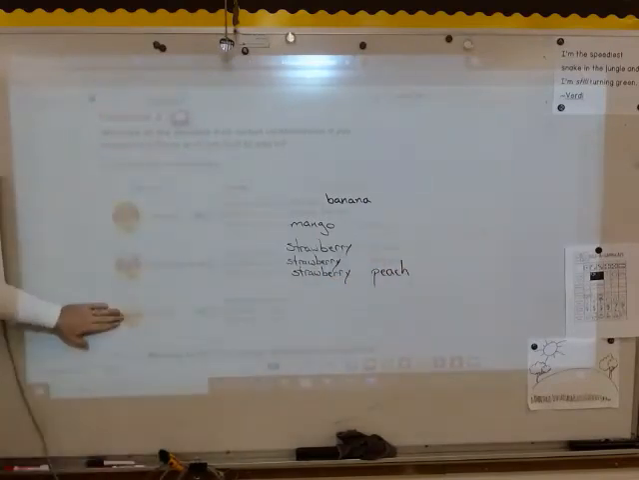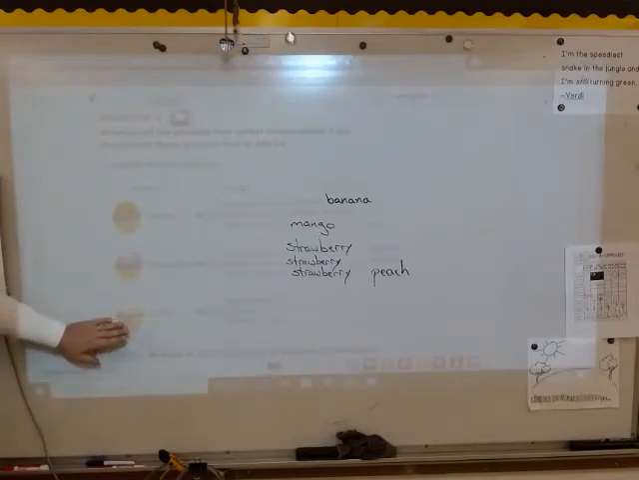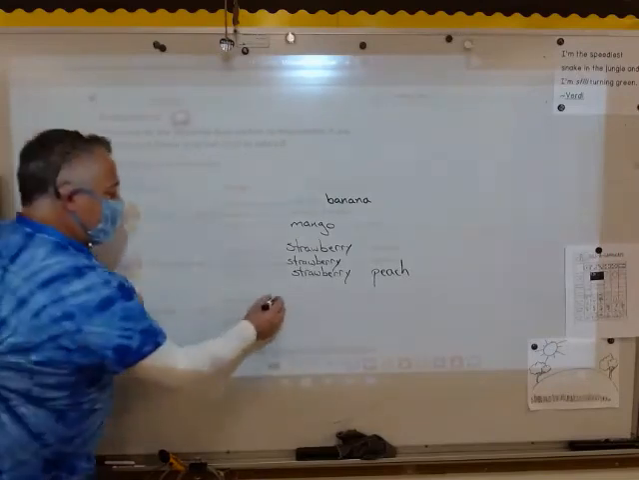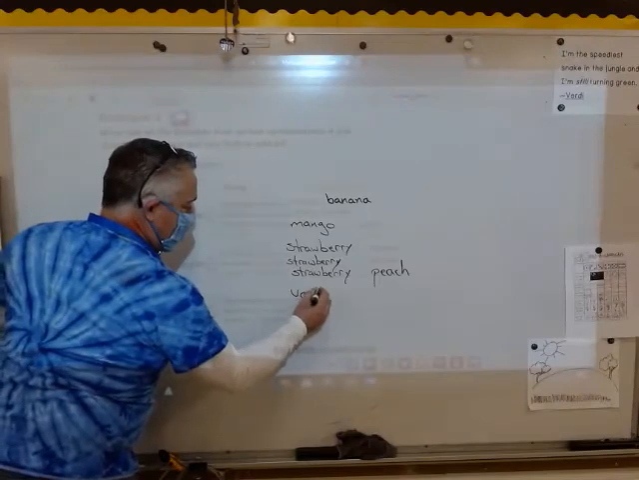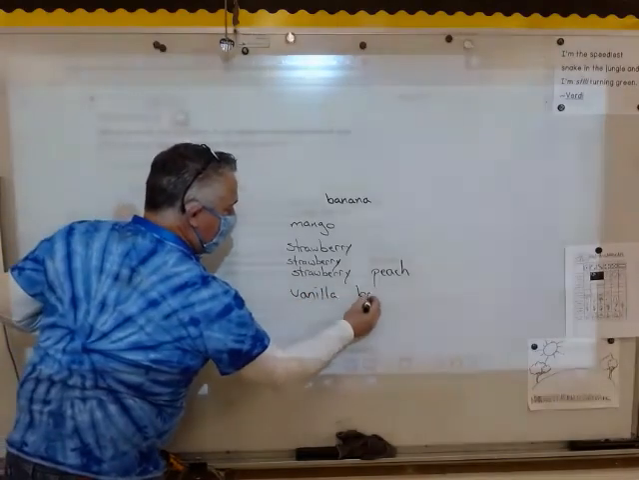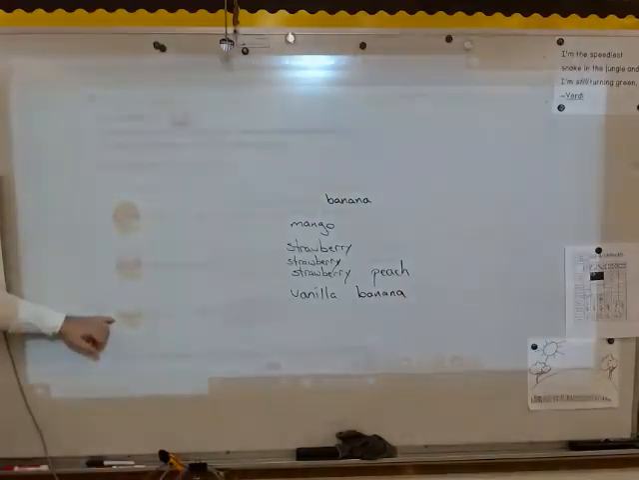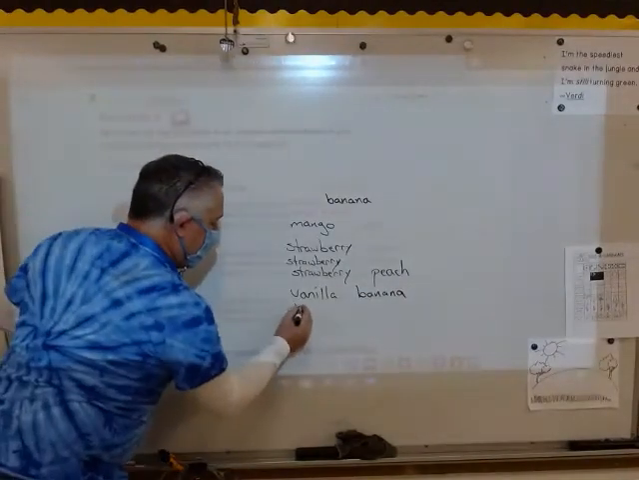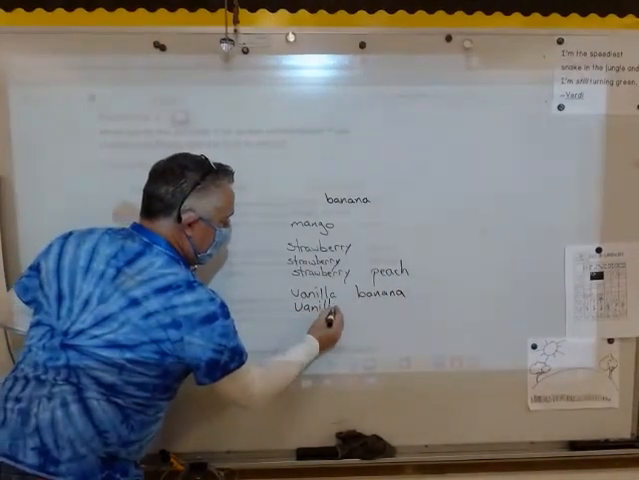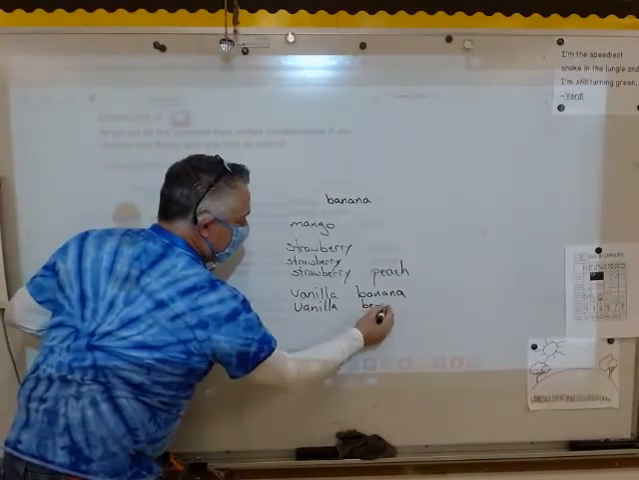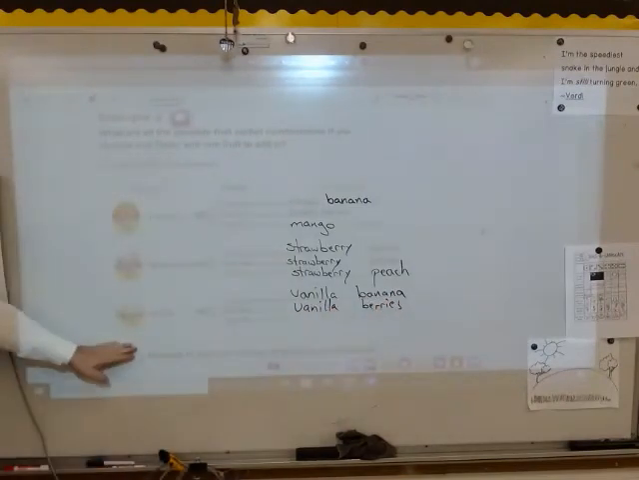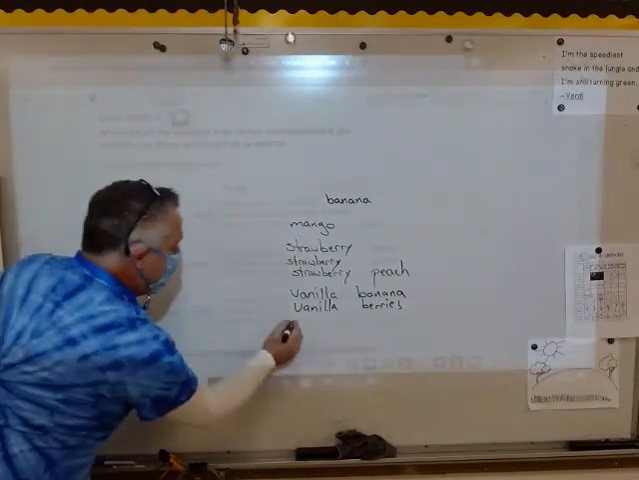The last one they didn't do anything for, but hopefully by this time you're like, oh, this isn't that hard. We're starting with vanilla every time, and we add the same three. So vanilla sorbet with banana would be vanilla banana. Vanilla with the berries would be vanilla berries. And vanilla with the peach would be vanilla peach.